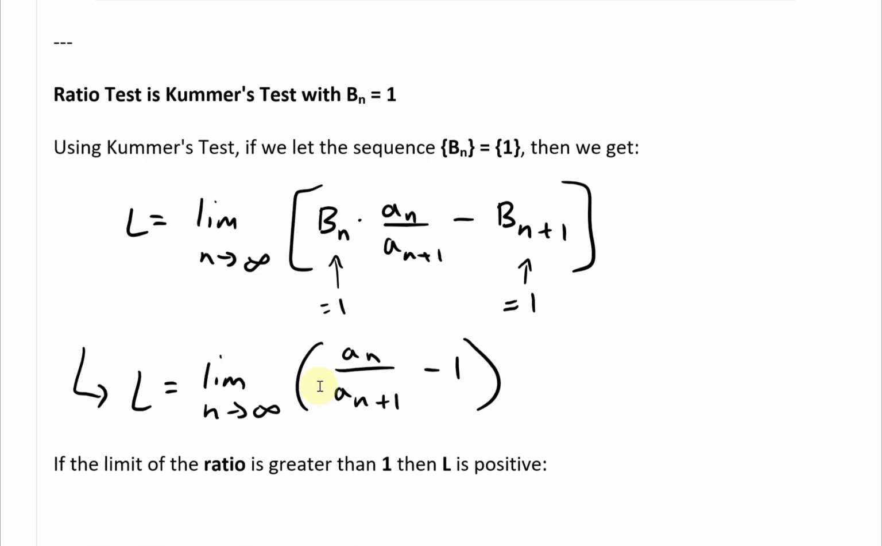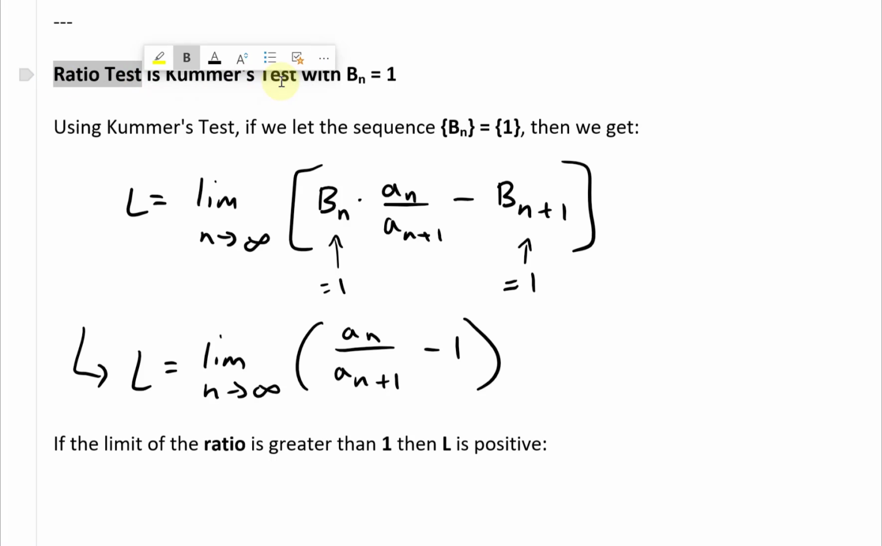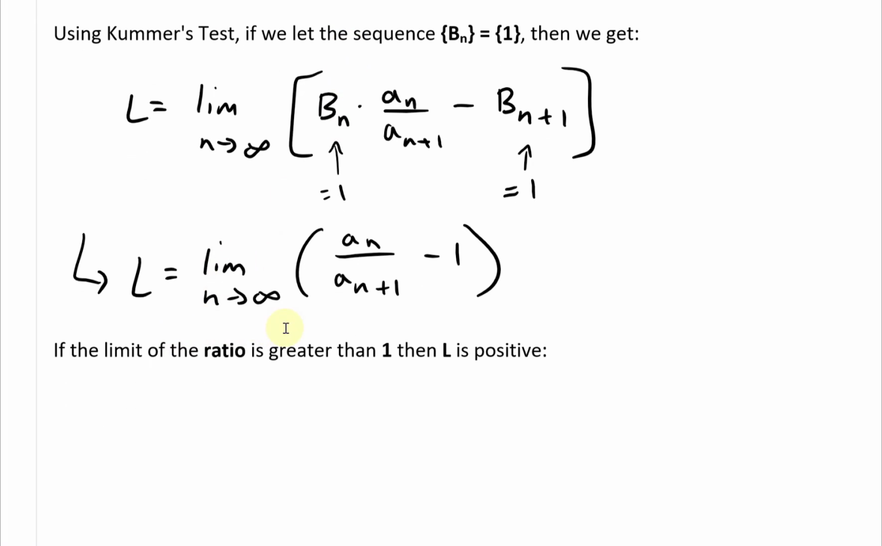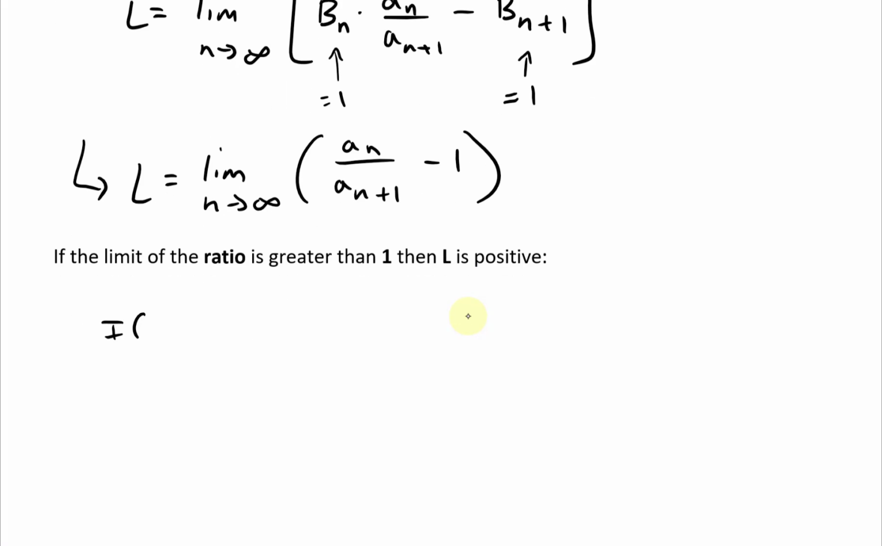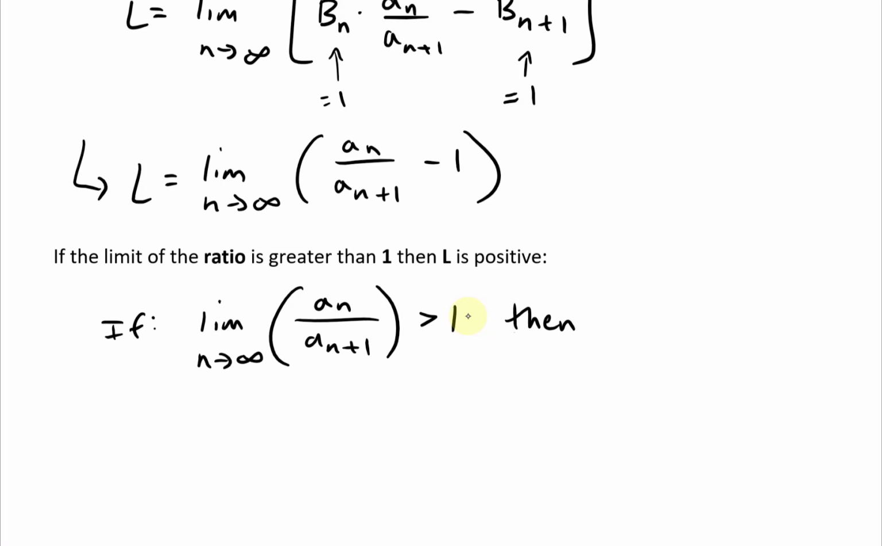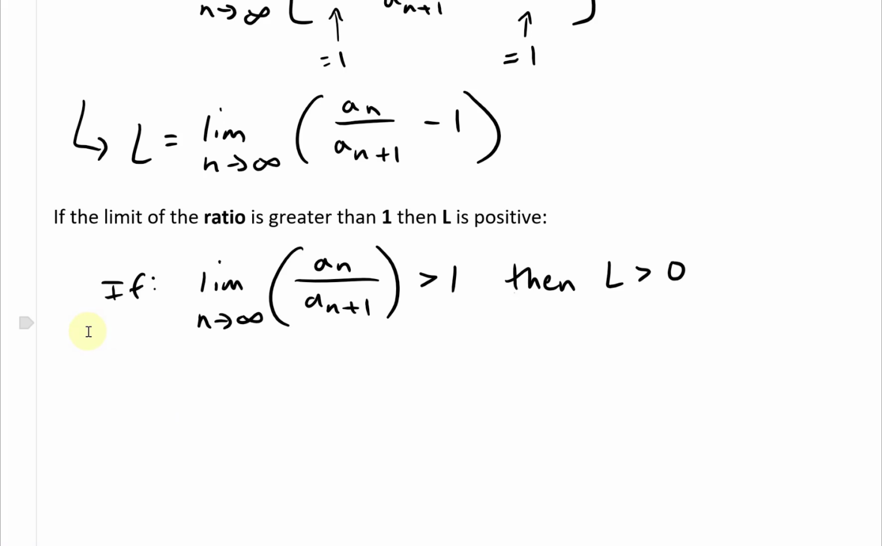Now let's look at the ratio, because I'm going to show that the ratio test is just Kummer's test with bn equals 1. If the limit of the ratio is greater than 1, then L is positive. So if this is greater than 1, then greater than 1 minus 1 is going to be positive. In other words, the limit as n approaches infinity of an over an plus 1, and these are all positive terms, so it could be the same as the absolute value. If this is greater than 1, then L above is greater than 0, so the series converges by Kummer's test.